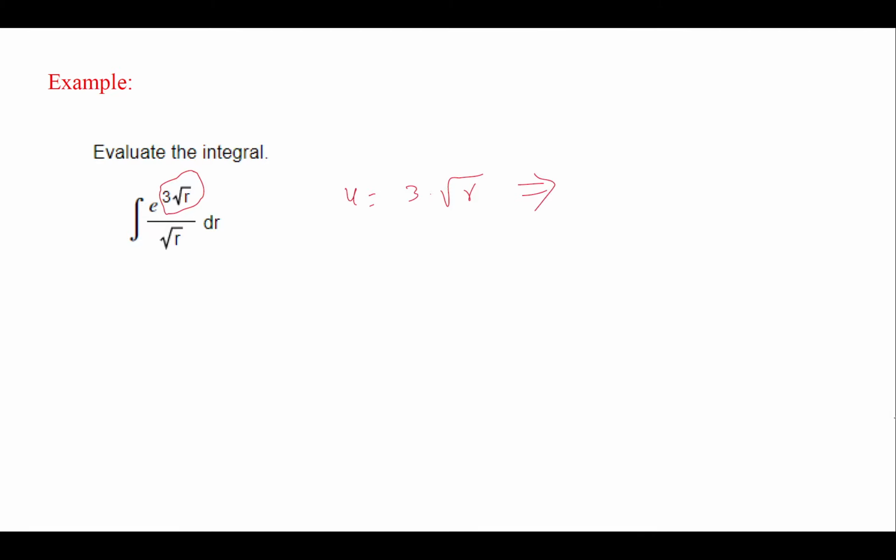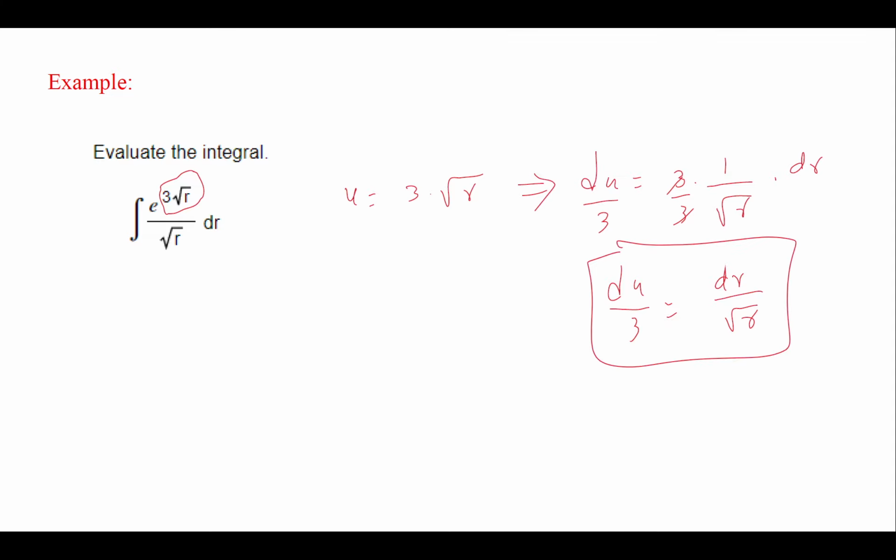By making that substitution, I can find that du equals 3 times the derivative of square root of r, which is 1 over square root of r times dr. So du equals 3 times dr over square root of r. There is a dr over square root of r, but there is no 3, so we're going to just divide both sides by 3. By doing that, I can replace this dr over square root of r by du over 3.